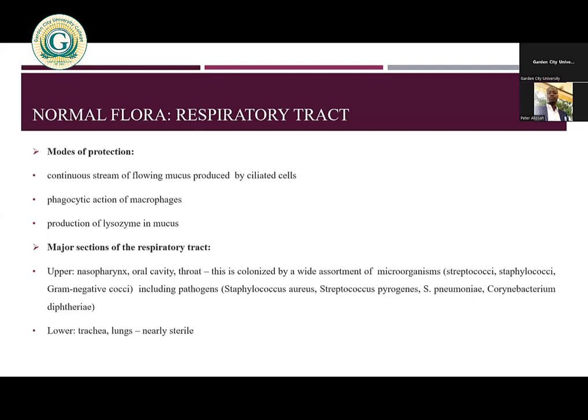However, as we go down to the lower part of our respiratory system, the trachea, and then the lungs, for these areas, they are completely sterile. For them, the presence of microorganisms over there is telling you that your patient has an infection. The throat, the presence of the microorganism might just be a normal flora.